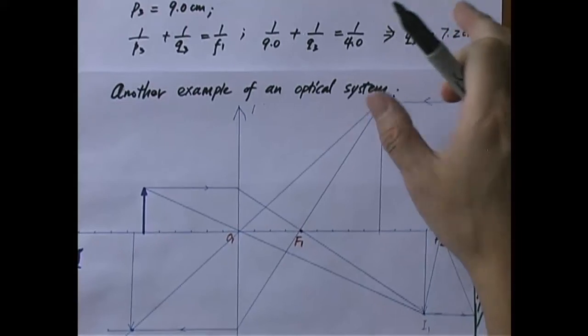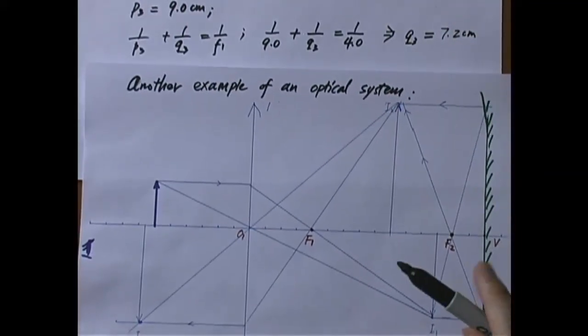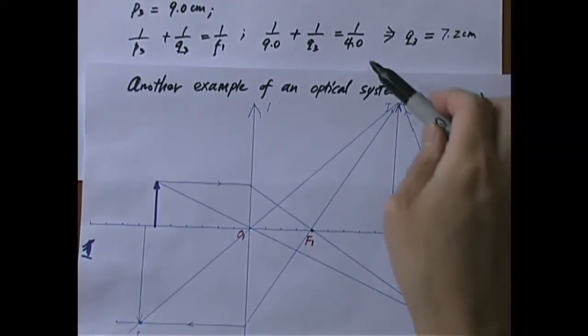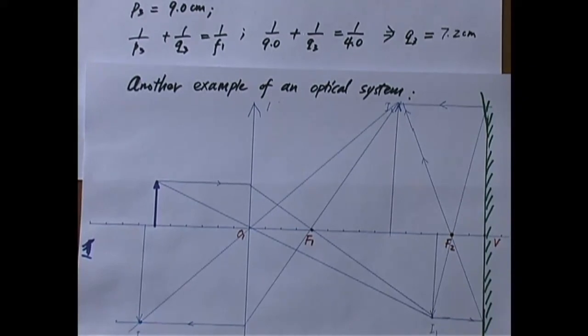So here is an example of how we can do either ray tracing or calculation to find the location and characteristics of the final image of an object formed by an entire system of objects, not just one piece.